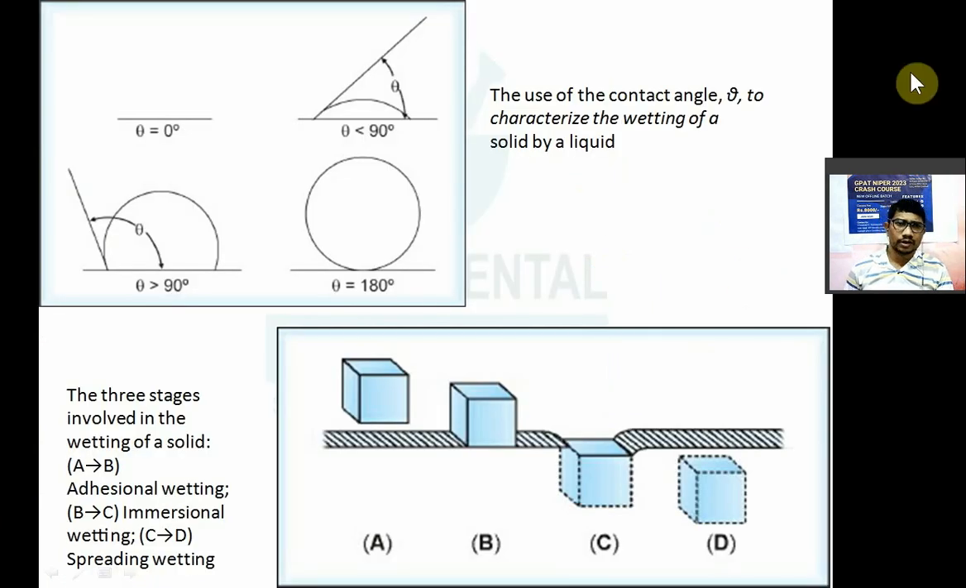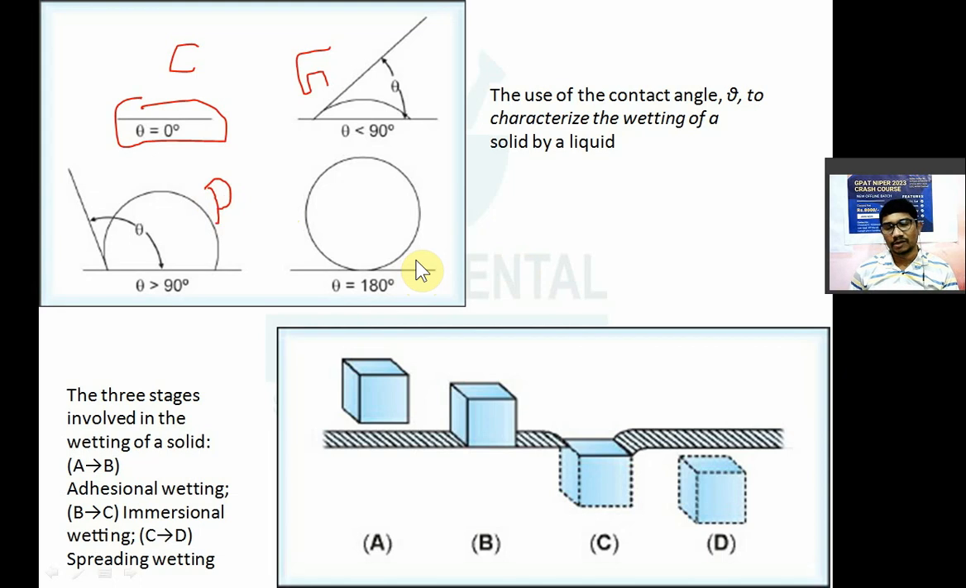Now you can see over here the contact angle. If contact angle is 0 between solid and liquid, then it is known as a complete wetting. Now if wetting angle between solid and liquid is less than 90, it is known as a good wetting. If contact angle is more than 90 between solid and liquid, it is known as a poor wetting. And if contact angle between wetted solid and liquid is 180, it is known as a non-wettable.